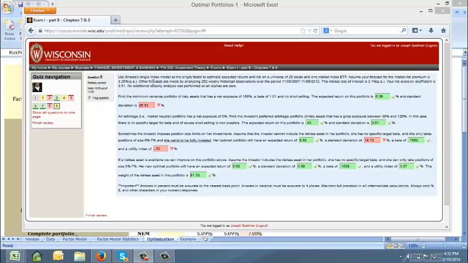Use Sharpe's single index model as a single factor to estimate expected returns and risk on a universe of 20 stocks and one market ETF. Assume your forecast for the market risk premium is 3.26. Other forecasts made by analyzing 262 weekly observations. Risk-free rate is 3.1%, and the risk aversion coefficient is 3.51.